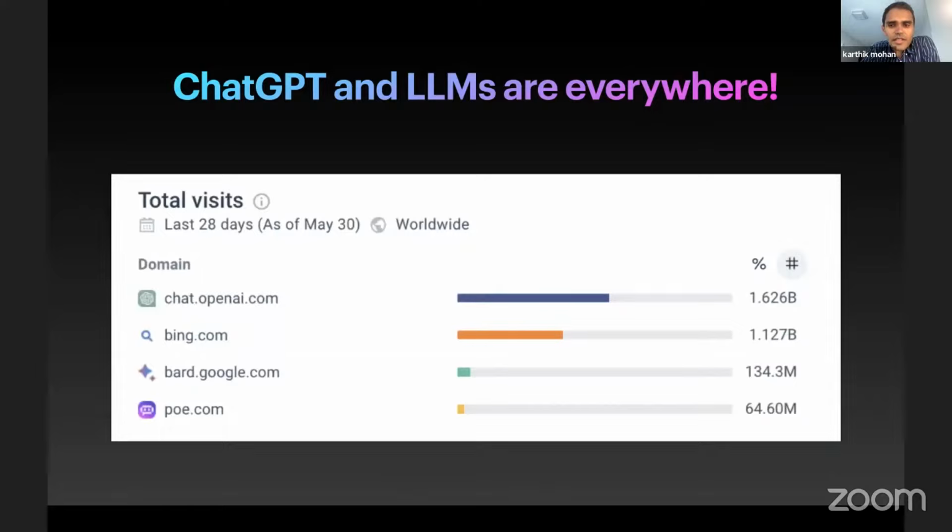This is another infographic I pulled from the web that shows the total number of visits in the last month as of May 30th. If you look at the month of May this year, and you look at the different offerings for large language models like ChatGPT, Bing, Bard, and others, and you look at the market share, ChatGPT really stands out with 1.6 billion visits in 28 days.